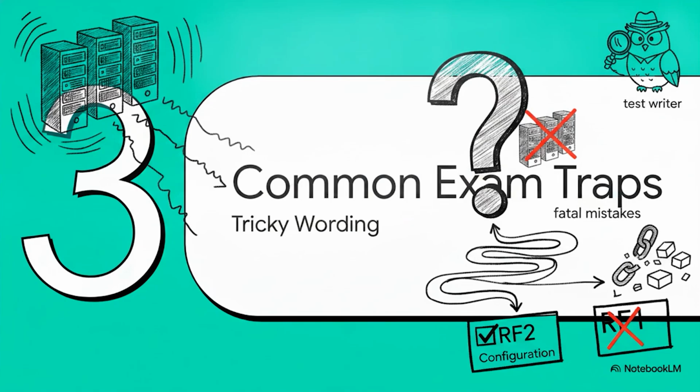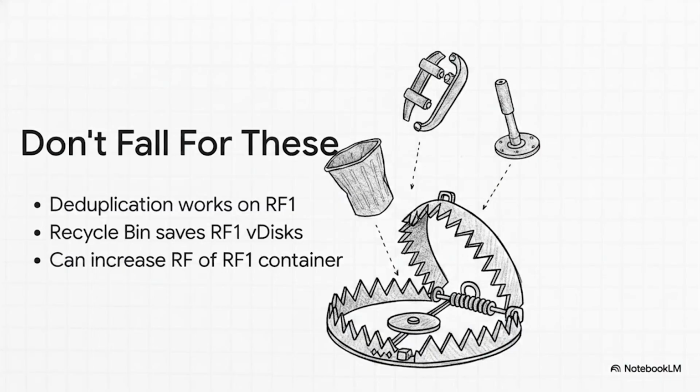All right, part 3. Let's navigate some tricky wording with these common exam traps. Look, the test writers know exactly how to trick you into assuming standard cluster rules apply to RF1. They're going to throw scenarios at you that sound perfectly reasonable for an RF2 cluster, but are fatal mistakes for an RF1 setup. Here are the 3 most common traps you're going to see.